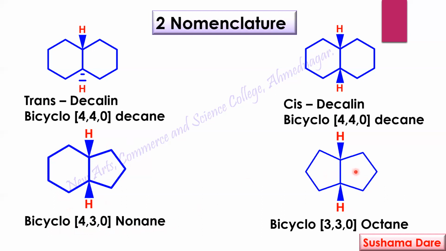Now in this case, this is a 5-5 fusion. So in a 5-5 fusion, the total number of carbons is 8. Therefore, it's an octane. On one side, it's 3 carbons. On the other side, again 3 carbons. In between the fused carbons, no carbon atom. Therefore, it is bicyclo 3.3.0 octane. So this is the way to give the naming to the fused system.